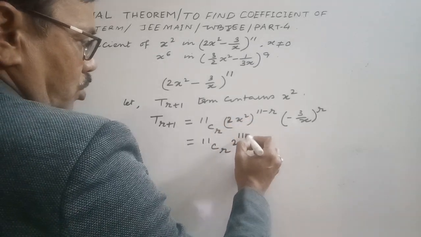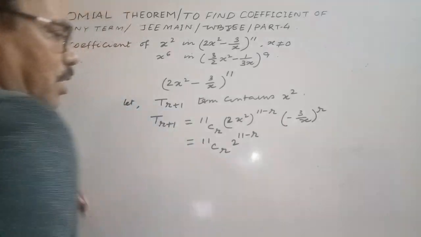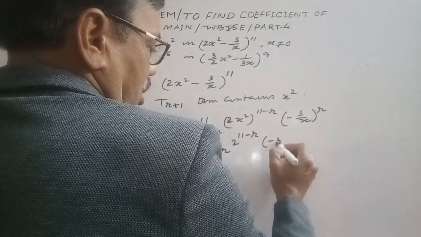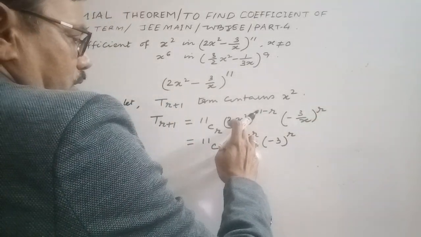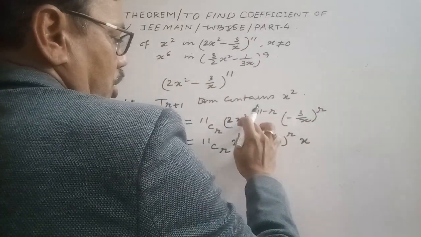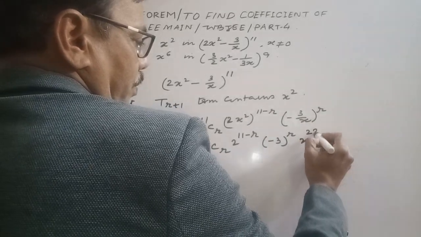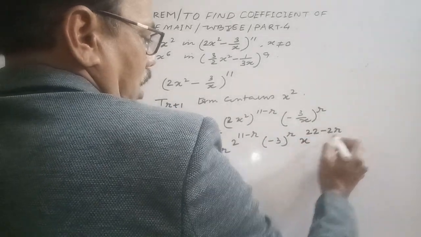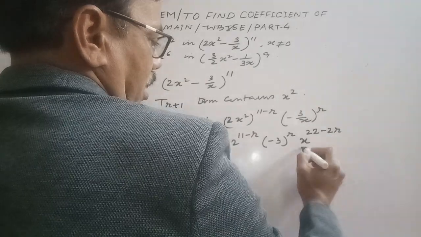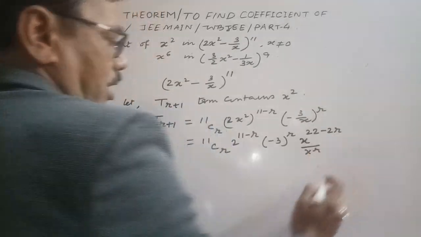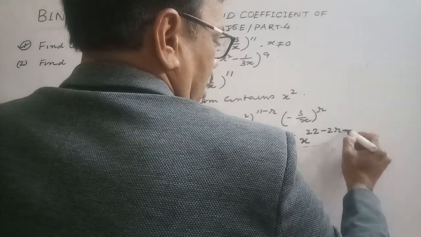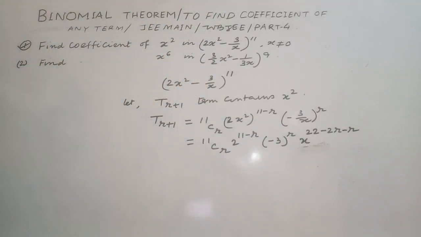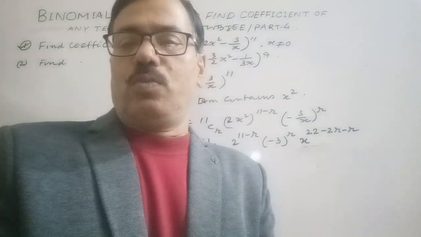Constant term first, 2 to the power 11 minus r, minus 3 to the power r, and this is x to the power 22 minus 2r by x to the power r. That is, if we take it directly, we get 22 minus 2r minus r. That is 22 minus 3r.